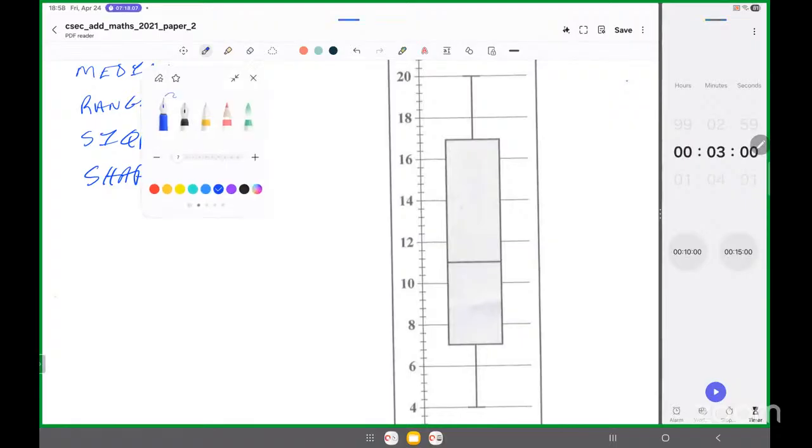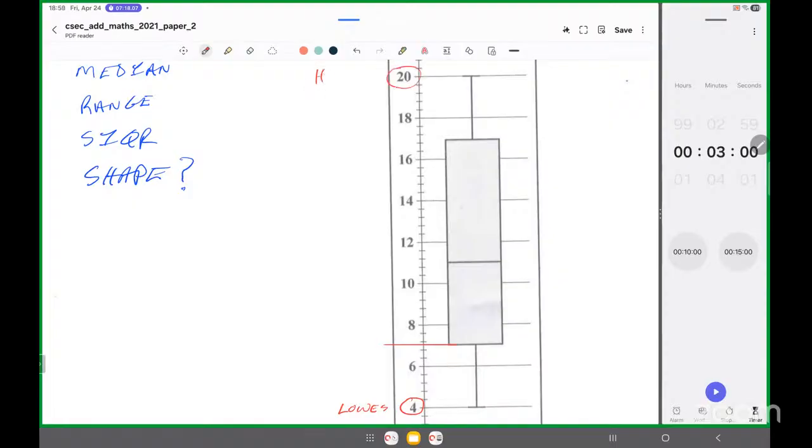So the median is just this value. See here, this value is Q1. This is the lowest value on the data, the 4. And this is the highest value in the data. This right here is Q1. So Q1, that is 7.